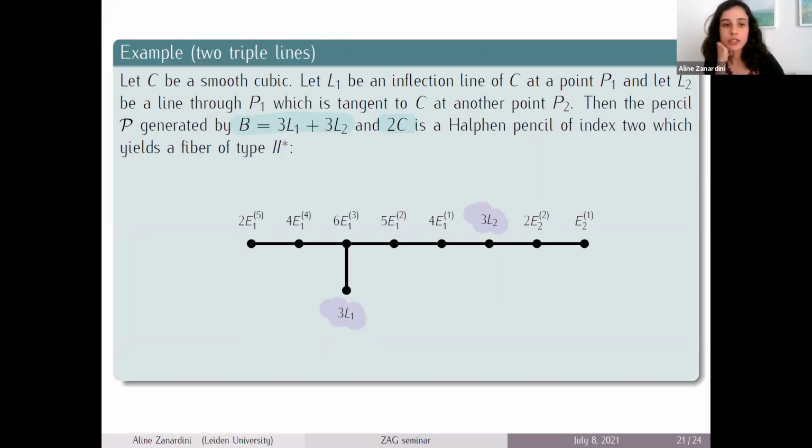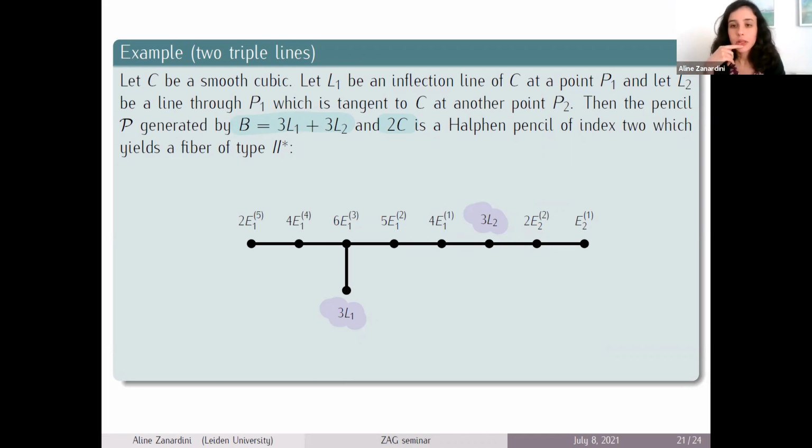So one starts with a smooth cubic C, and we choose a flex point P1 on it, and we'll denote the corresponding inflection line by L1. Then I can choose another line that goes through that flex point, which is tangent to my cubic at another point, say P2.